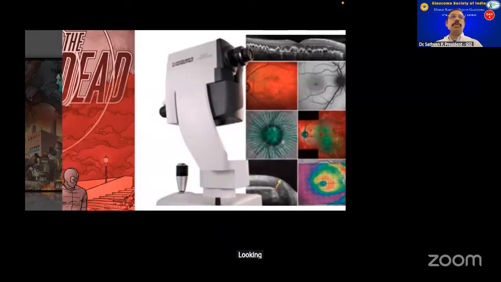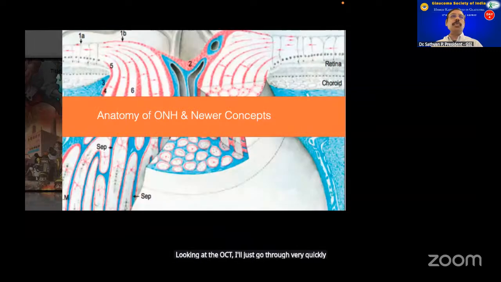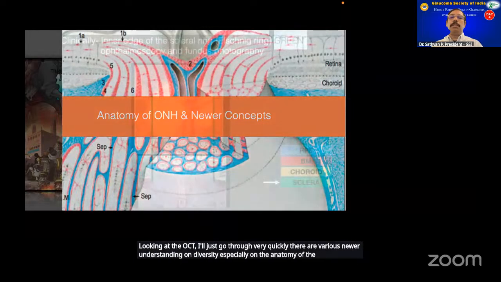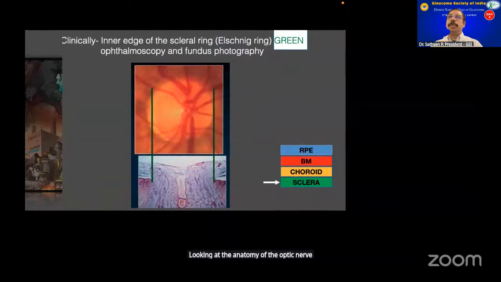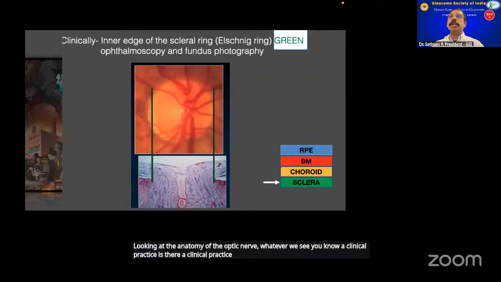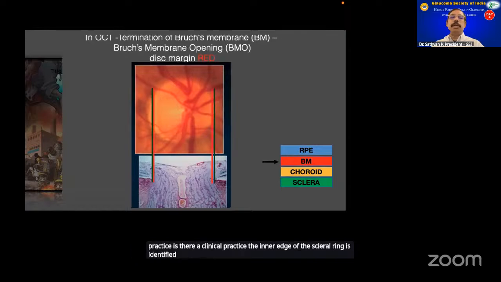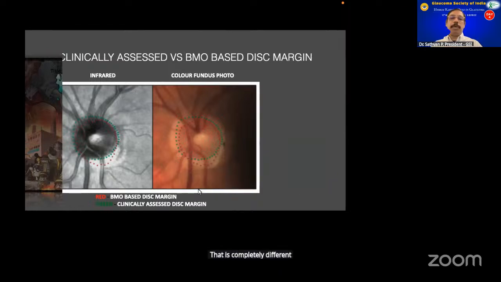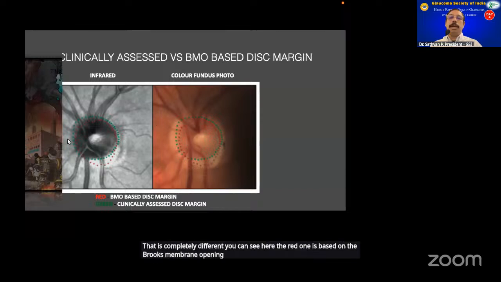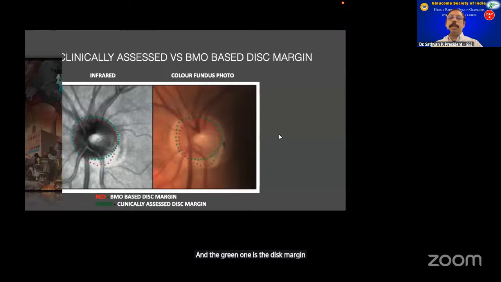Looking at the OCT, I'll just go through very quickly. There are various newer understandings on the OCT, especially on the anatomy of the optic nerve head and also on the posterior pole. Looking at the anatomy of the optic nerve head, whatever we see in our clinical practice, the inner edge of the scleral ring is identified as the disc margin. But when you see with the OCT, that is completely different. You can see here, the red one is based on the Bruch's membrane opening with the OCT, and the green one is the disc margin clinically seen with our ophthalmoscopic examination. Both are two different things.